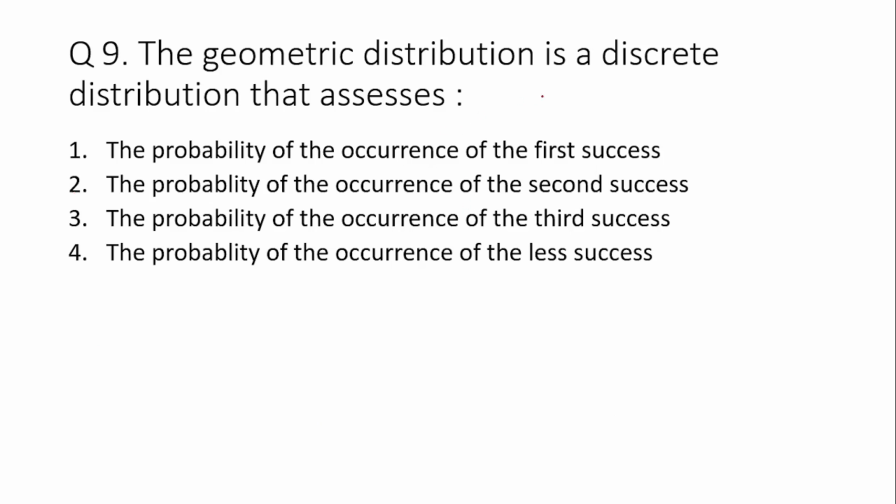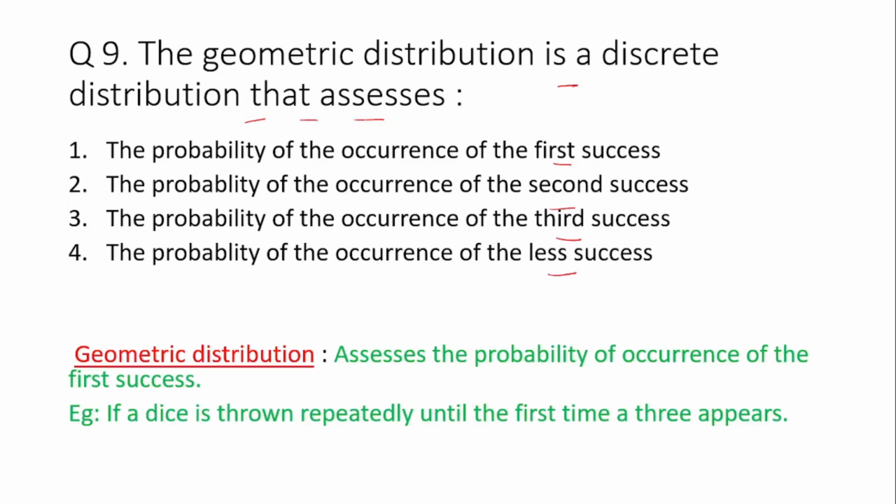The geometric distribution is a discrete distribution that assesses the probability of occurrence of the first success, second success, third success, or less success. Okay, let's understand what is geometric distribution. Geometric distribution assesses the probability of occurrence of the first success. So the correct option should be option number 1. The best example is that of a dice that is thrown repeatedly until the first time a 3 appears. Suppose you want 3 as a number in your first appearance, you keep on throwing again and again till you get the first 3. So once you get the first 3, that is called geometric distribution. That is the probability of the occurrence of the first success. It's not the first throw, please remember, it's the first success.